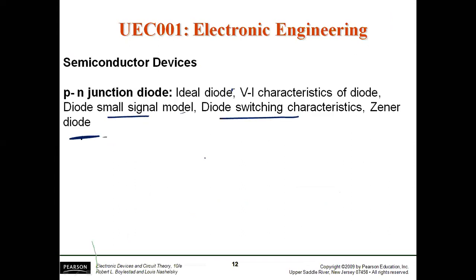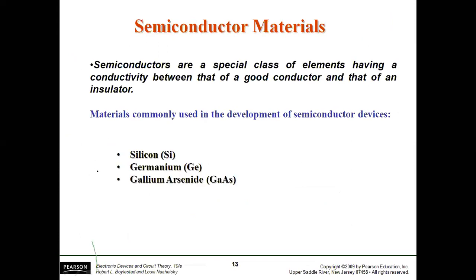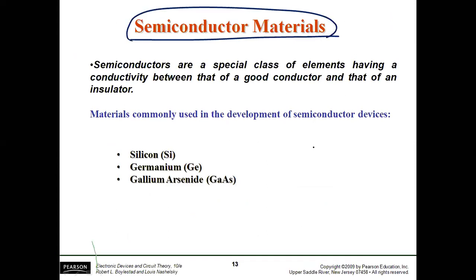So before that, I started with semiconductor materials. From the electronics point of view, we categorize materials into 3 different categories. First is conductor. Second one are insulators, and third one is semiconductor.